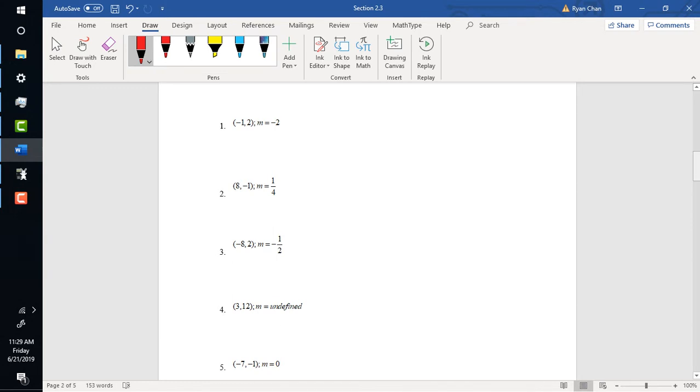Let's look at number 2. Just make sure you know how to deal with fractions. Remember the following: this is y minus y1 equals m times x minus x1. Be very careful with your signs when you plug this in. So this is going to be y minus parentheses negative 1 equals 1/4 times x minus 8. Remember, when you replace a variable with a negative number, make sure you put in parentheses so that you don't get confused by the signs. So I have a double negative that becomes positive.